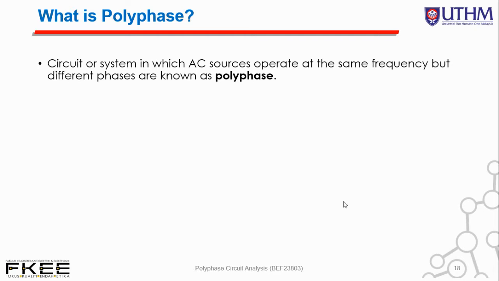So for example, three phases. We have the red, yellow, and blue. So phase A, phase B, and phase C. So this is for instance, for example. So this is known as polyphase.